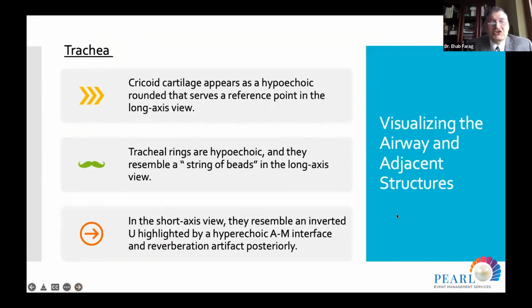So the cricoid cartilage appears as a hypoechoic, rounded structure that serves as a reference point in the long axis view. Tracheal rings, and this is a very important part of the upper airway, are hypoechoic, and they resemble a string of beads in the long axis, or a string of pearls. In the short axis view, they resemble an inverted U shape, highlighted by the hyperechoic air-mucosa interface and reverberation artifact posteriorly. And we are going to see that.